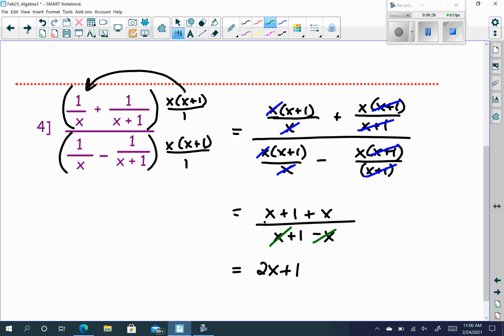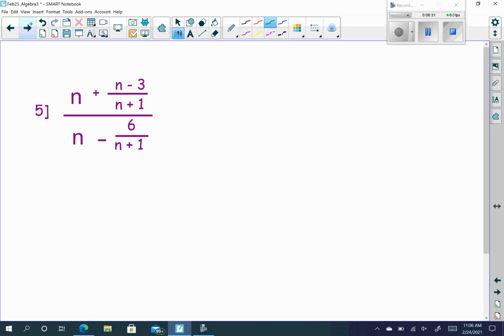All right, and just one more example. Go ahead and copy this down. All right, now these n's are just over a 1, so the LCD really is just n plus 1. So I want to multiply top and bottom by n plus 1.